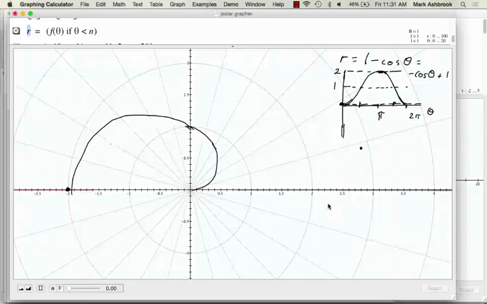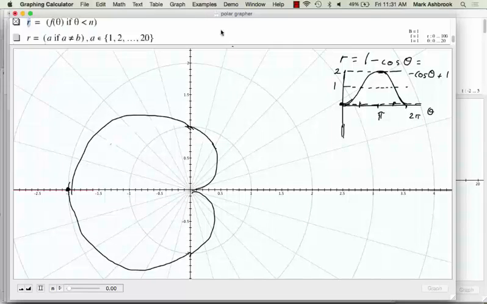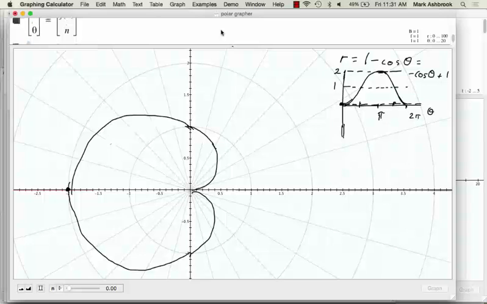Okay? And then, from pi to 3 pi over 2, radius goes from? We're going to go back to 1. Okay? And then back to 0 as we go from 3 pi over 2 to 2 pi. Oh, this is the hard one. Yeah, let's see how we did. Oh, good. Oh, that's something like cardioid.